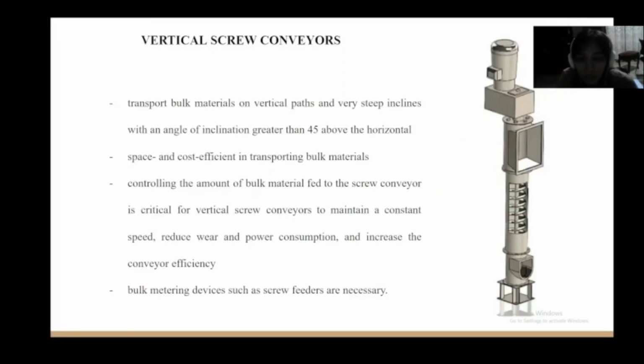Vertical screw conveyors transport bulk materials on vertical paths and very steep inclines with an angle of inclination greater than 45 degrees above the horizontal. They are also space and cost efficient in transporting bulk materials. Controlling the amount of bulk material fed to the screw conveyor is critical for vertical screw conveyors to maintain a constant speed, reduce wear and power consumption, and increase the conveyor efficiency. Hence, bulk metering devices such as screw feeders are necessary.